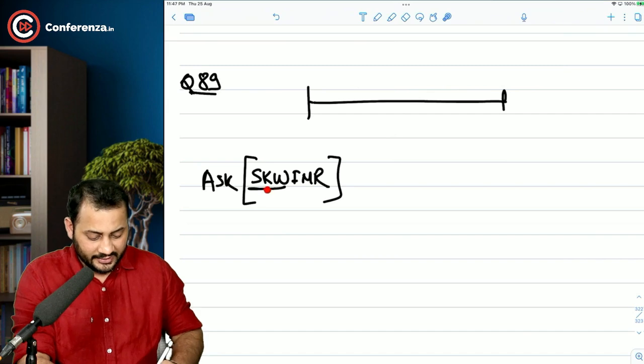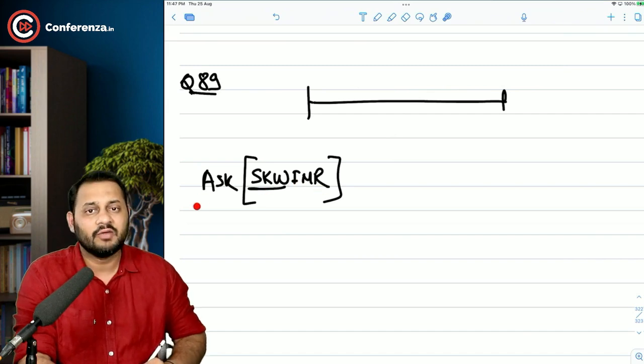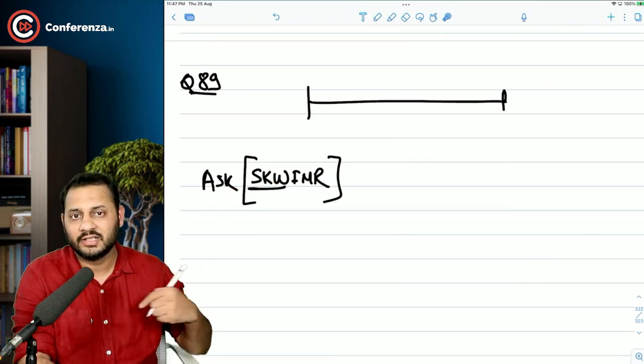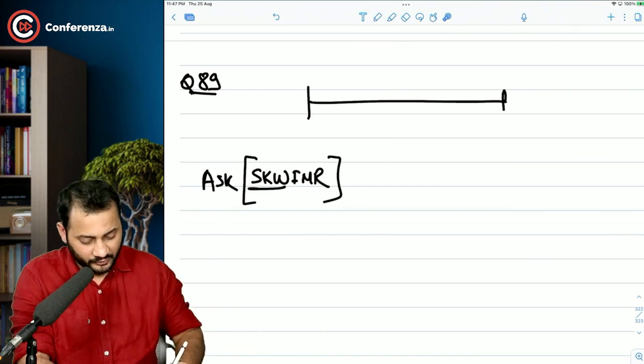If I write INR SKW, then I would have written bid, because I want to sell INR and the bank will buy INR. So it is the bid rate of INR. This is the selling rate of SKW, because the bank will sell SKW to me. I will buy SKW. Okay.